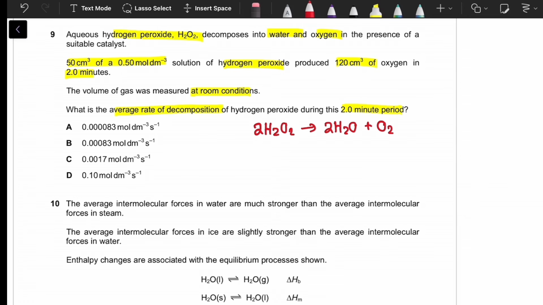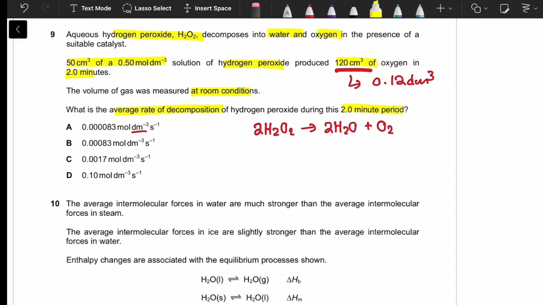Okay, so the first thing we're going to do is find the moles of oxygen produced. It says 120 centimeters cubed. If we look at the units in our options, it's using decimeters cubed, so I'm just going to convert that by dividing by 1,000, which will give us 0.12 decimeters cubed.